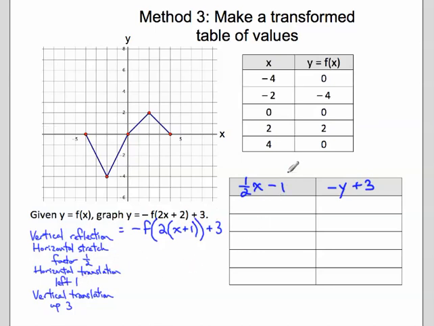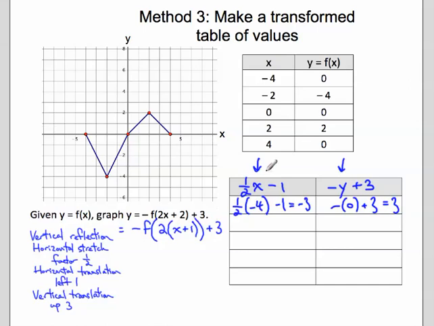Now, this allows us to work out our new coordinates from our old ones pretty quickly. So we just plug each of these values in for x here and for y here. To give you an example, the first one, we have a half times -4, and that -4 comes from the table above, minus 1. A half of -4 is -2, minus 1 is equal to -3. Negative y plus 3 becomes -0 plus 3, which is equal to 3.